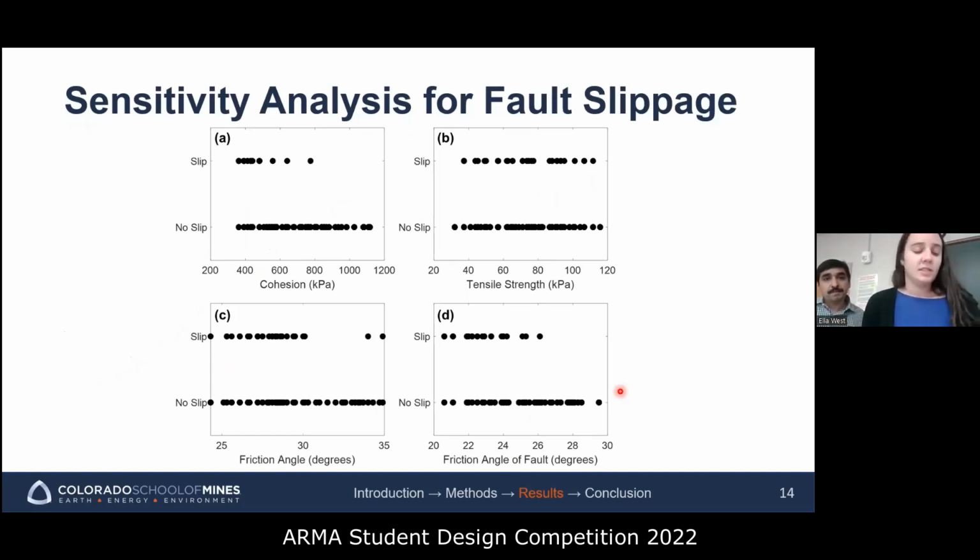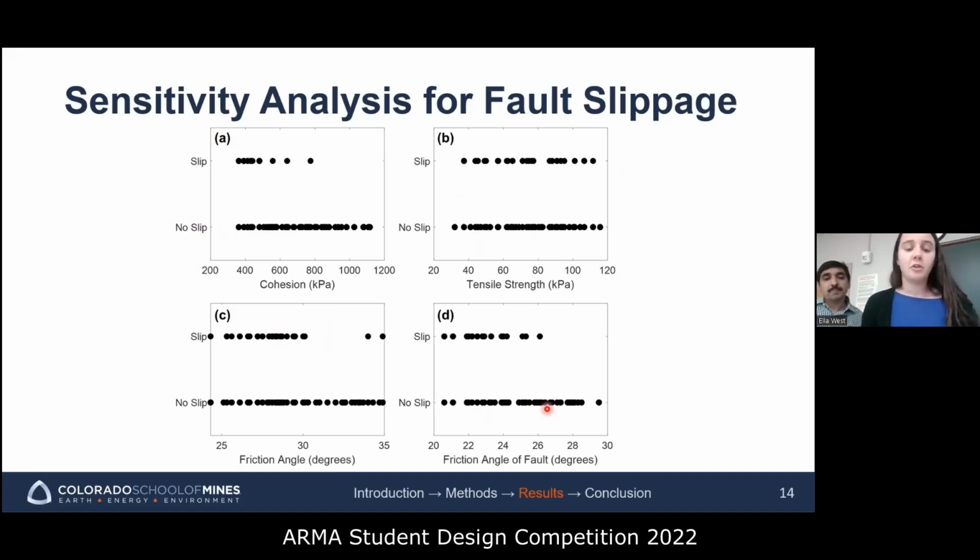And we did a similar sensitivity analysis for fault slippage. We wanted to understand how these model inputs, both the material and the fault strength properties, affected slip along the faults. So this analysis was done for the single fault case with a tunnel depth, again, at its minimum position of 61 meters. And you can see from the results of these 4 figures that varying any one single input parameter didn't produce a trend regarding whether the fault slipped or did not slip. And this was true for the material's cohesion, tensile strength, friction angle, and also the friction angle of the fault.